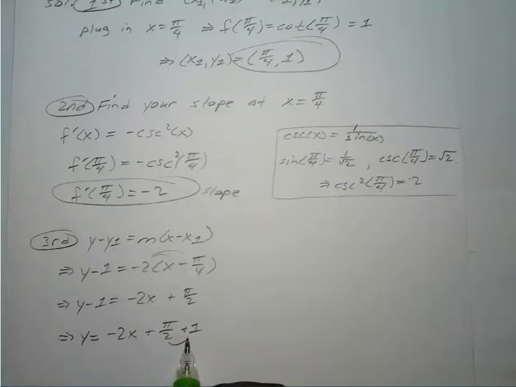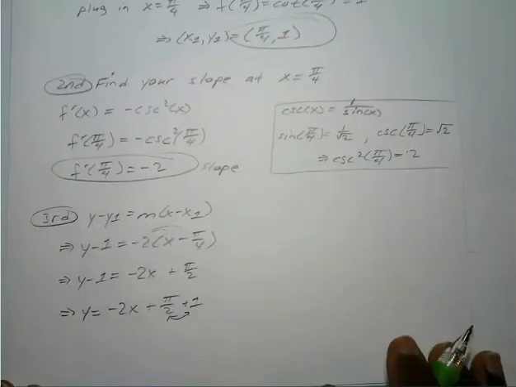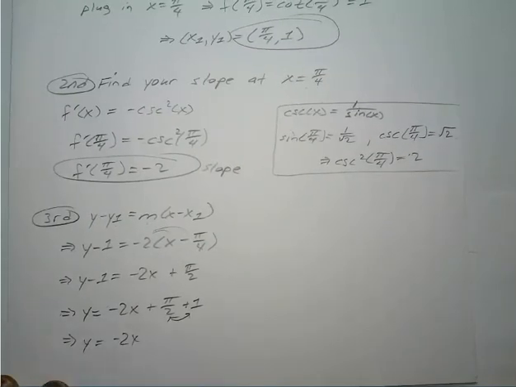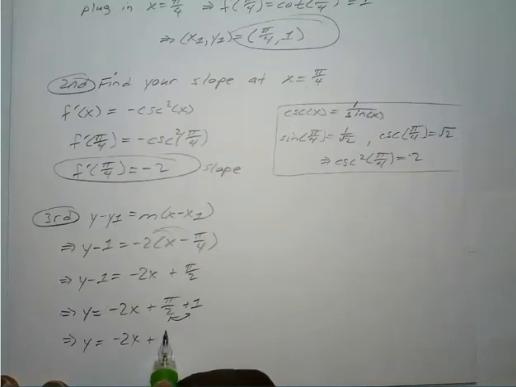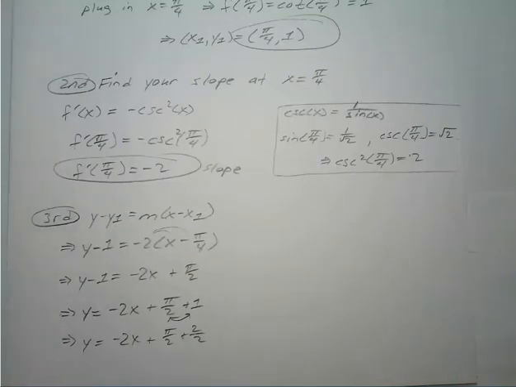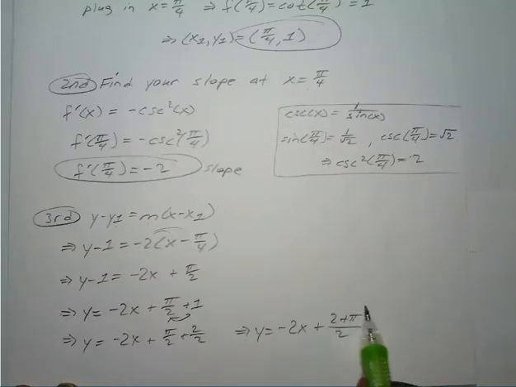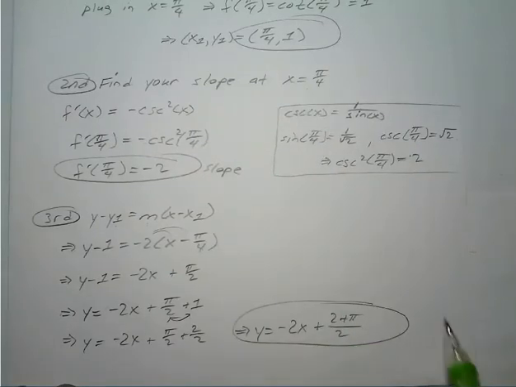Alright, so we go ahead and combine those two. You have y equals negative 2x plus pi over 2 plus 2 over 2. Okay, so we go ahead and simplify that. We end up with y equals negative 2x plus 2 plus pi over 2, as our equation of the tangent line at x equals pi over 4.